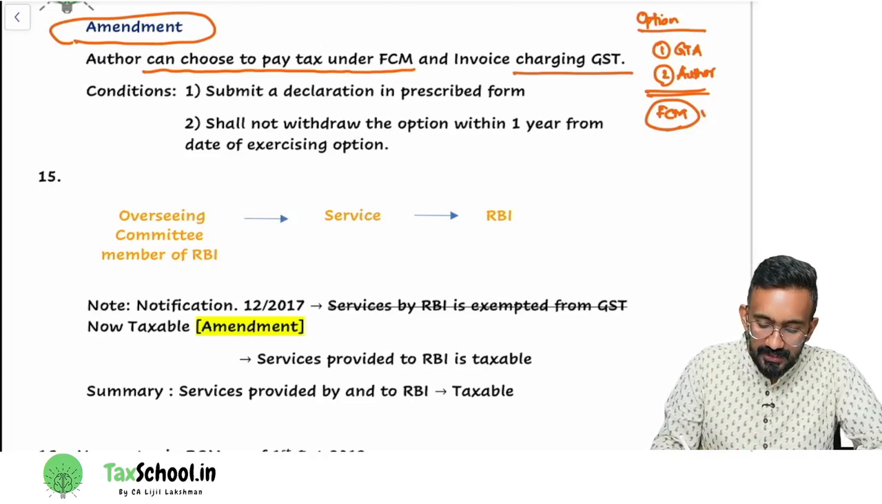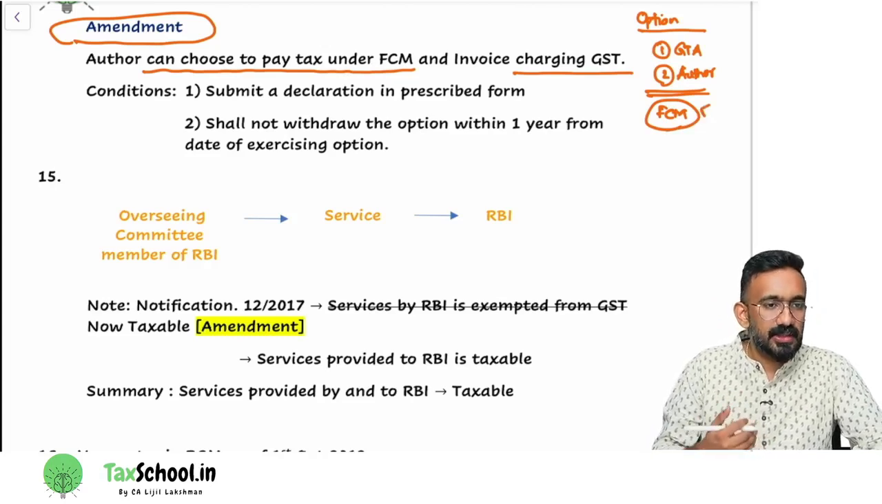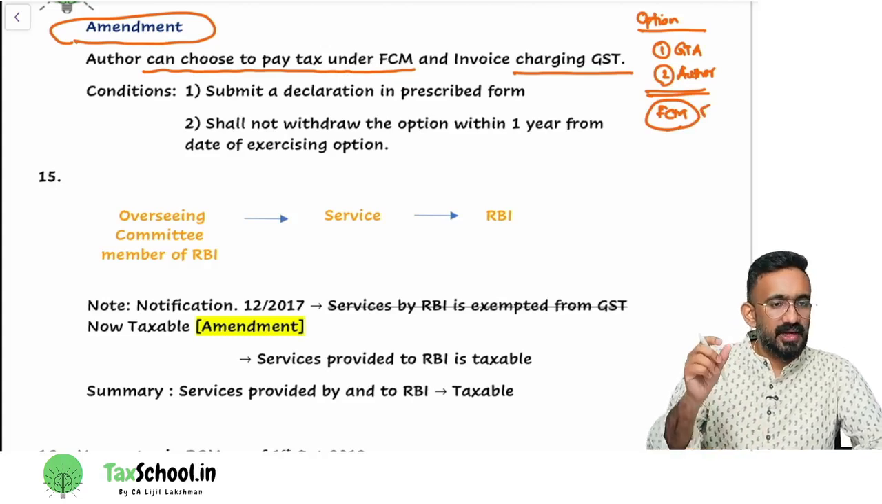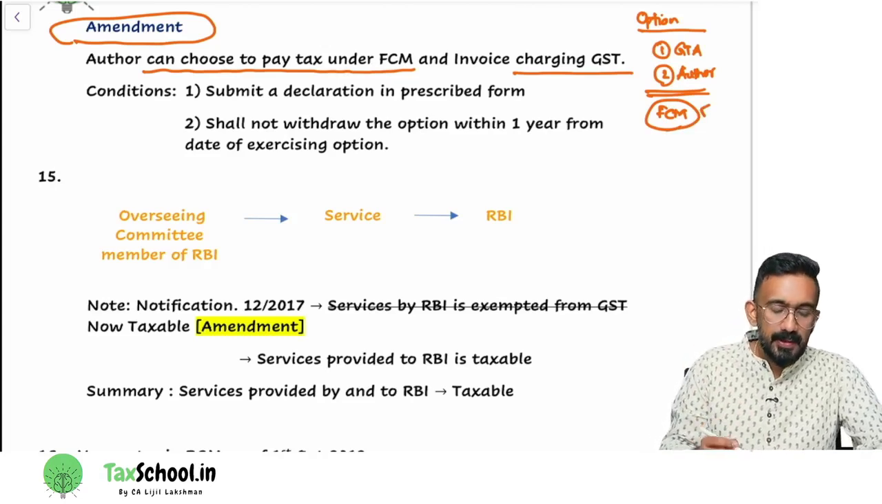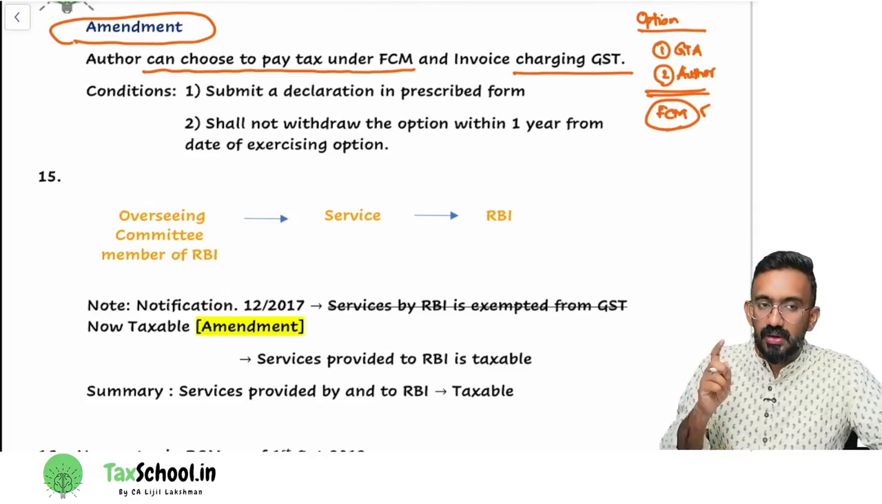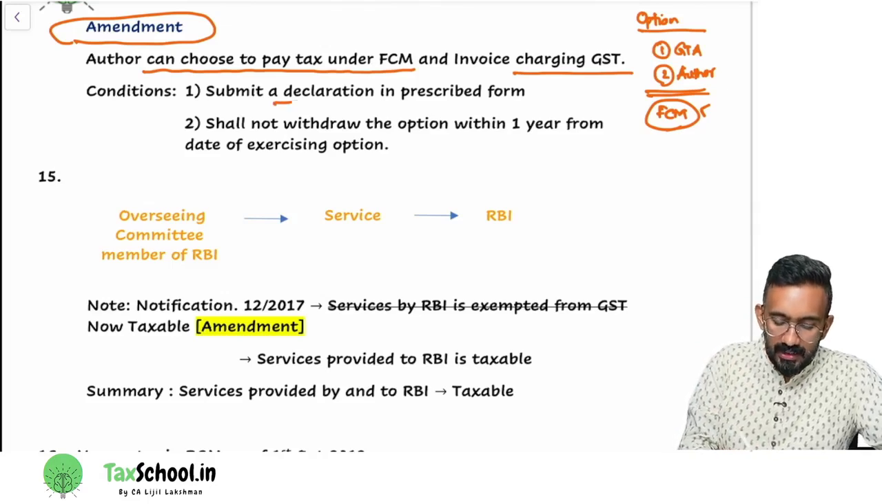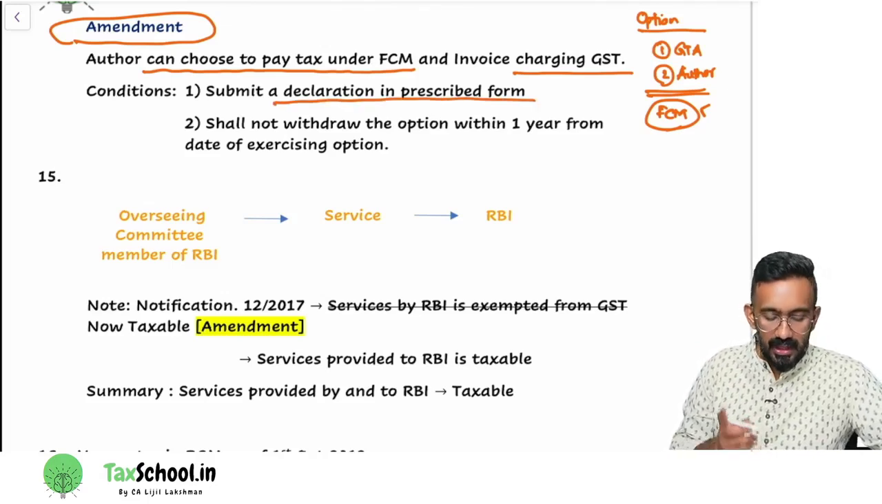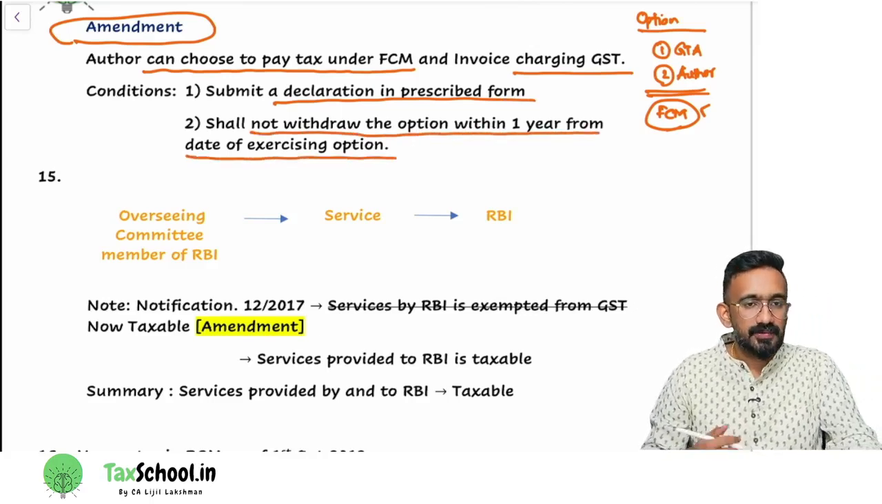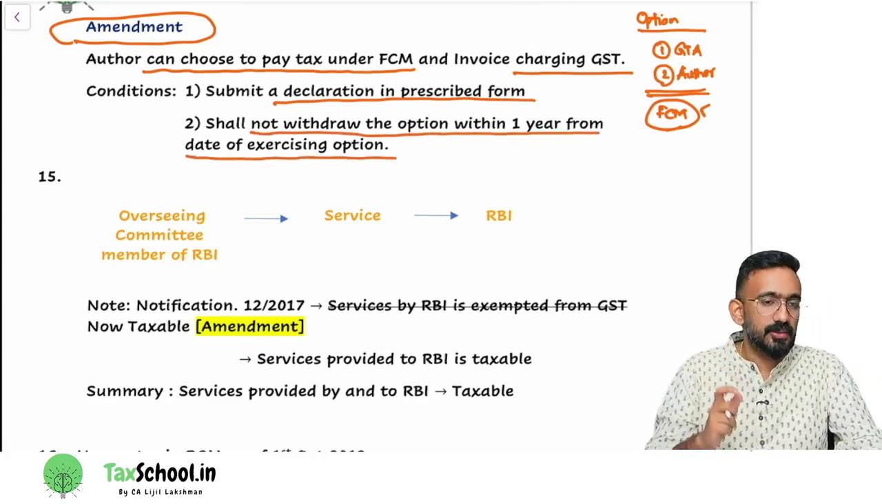If they go for FCM, they will collect the taxes from the customer and pay it in the normal method. They will give a bill, add GST and then collect. But if they don't go for it, it will be the publisher who will have to pay tax under reverse charge. Now, if the author is going for this option, they have to give a declaration in the prescribed form. And they should not withdraw the option within 1 year from the date of exercising it. So after going for this option, you have to remain under the option for 1 year.